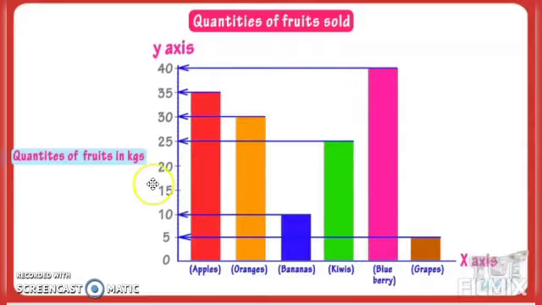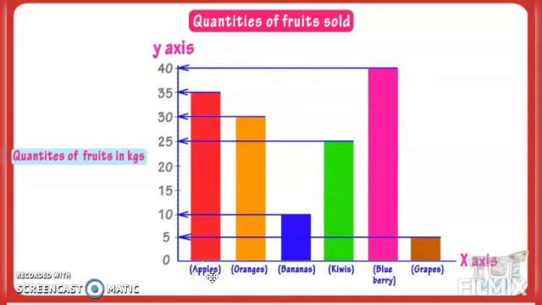Now let us see one example. By looking at it, we can see the y-axis is showing the quantity of fruits in kg, and x-axis is showing us the different types of fruits. So this bar graph is showing us the different quantities of different fruits. And how do we read it? Let us see. We will see the name written below the bar.